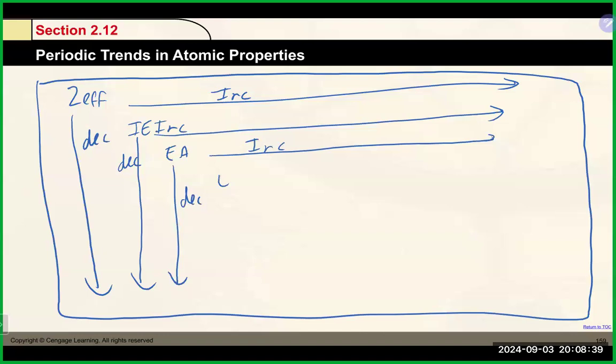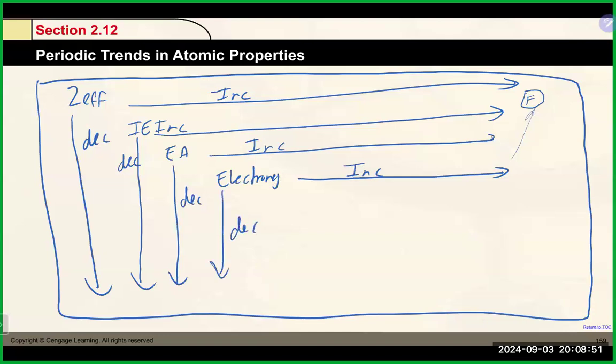We have our electronegativity increasing as you go up and to the right, obviously with fluorine being the most, and decreasing as you go down. And we have atomic size decreasing as you go up and to the right and increasing as you go down. So all of these trends basically work together for what we see happen.